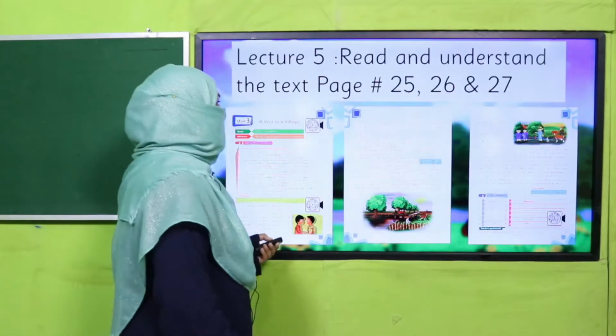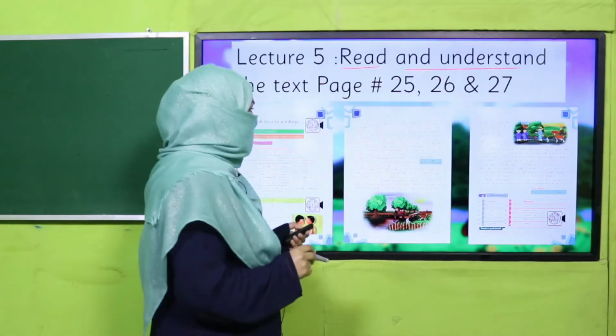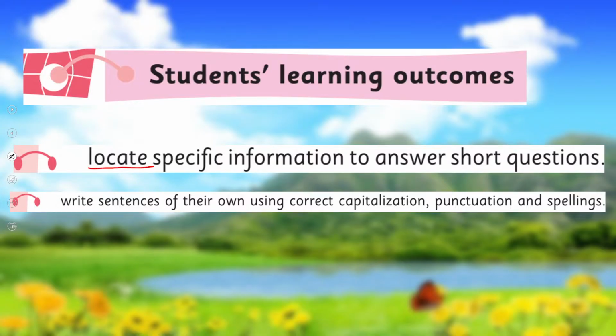Yes, my dear children, we are going to continue reading and understanding the text. Before this, in English for grade 4, we have already learned how to locate or scan information to answer short questions. I hope you remember the technique. If not, you may watch this video lecture again. We are going to learn further to locate specific information to answer short questions and write sentences of their own using correct capitalization, punctuation and spellings. These are our today's SLOs.